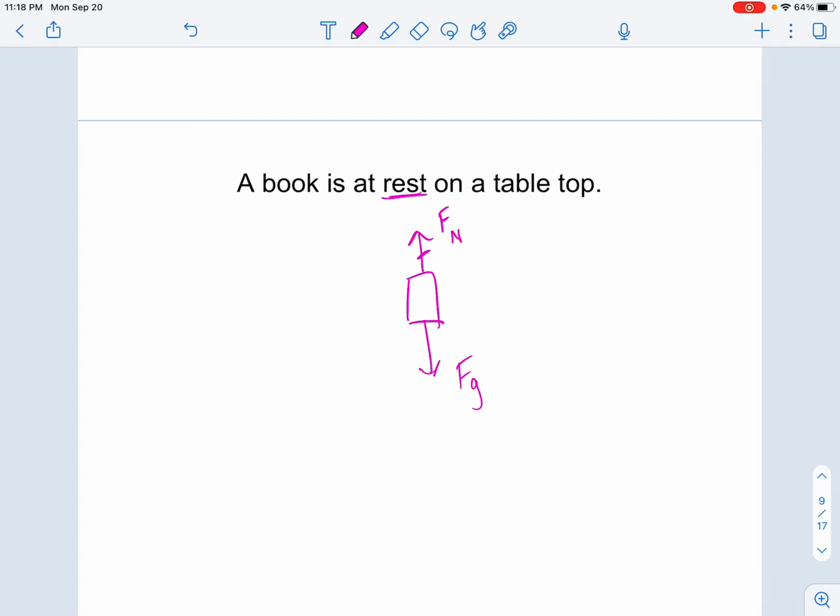And in this case, these two forces would need to be the same length. And so those little math signs there, we're going to use that to help us out. So we know that these are the same magnitude. So this would be an object at rest on the table. It is not accelerating upward, and it is not accelerating downward. It is balanced.